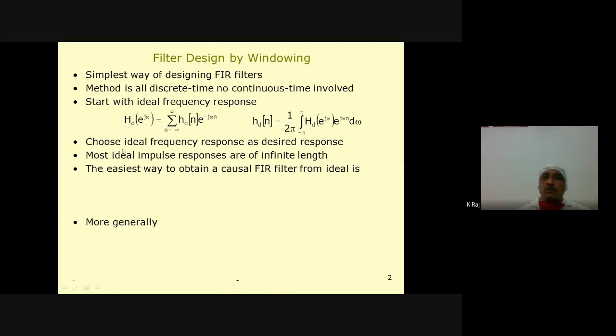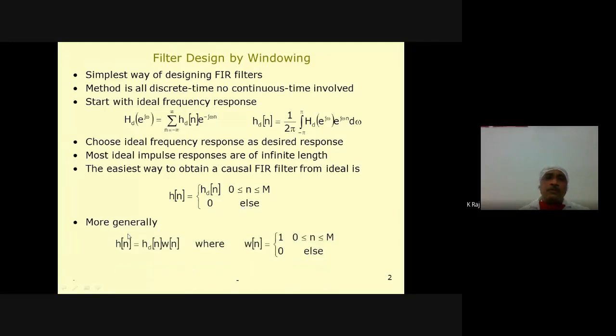Now we have to choose the ideal frequency response as the desired response, but what is the drawback here? That impulse response exists for infinite length. For the purpose of designing, we have to use the easiest way, that is used for the causal FIR filter, and for that purpose we are using windows here. That is, in place of the infinite range of h[n], it will exist only for a finite range of n, from 0 to M, where M is a finite value. Otherwise h[n] will become 0.